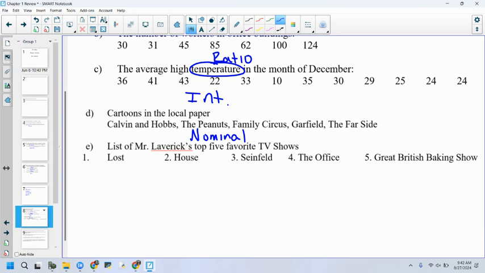List of Mr. Laverick's top 5 favorite TV shows. I'd say that's about right. I love this show. You guys ever watch the Great British Baking Show? Oh man, I can watch every season of that. House, great show. Lost, crazy ending. Anyway, I ranked them, right? I put them in order. That's ordinal. Look it up. Ordinal. Any questions about those?